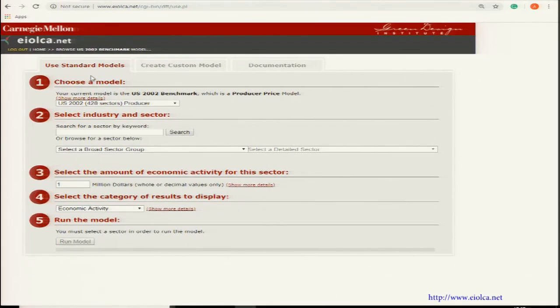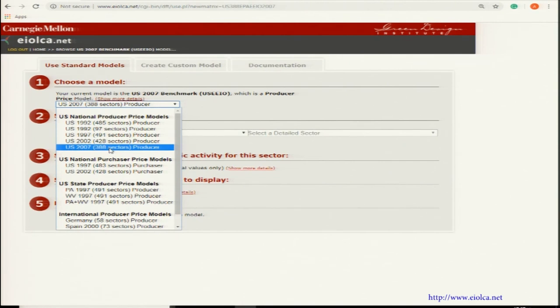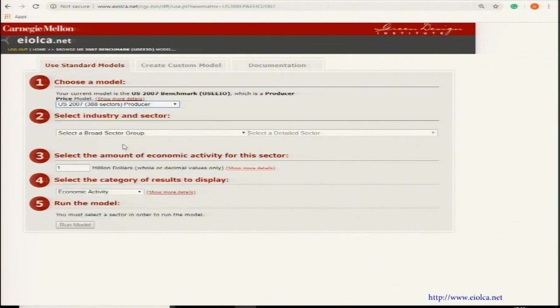And this 5-step window is here, in which these different sectors are given. So, 445 sectors for 92, these are again the same sectors. So, I will select US 2007 with 338 sectors and the producer model we will choose. Again we have the producer and purchaser models. These are purchaser price models, and these are the producer price models. I have told you the difference. So, let us pick this 2007 producer price model.